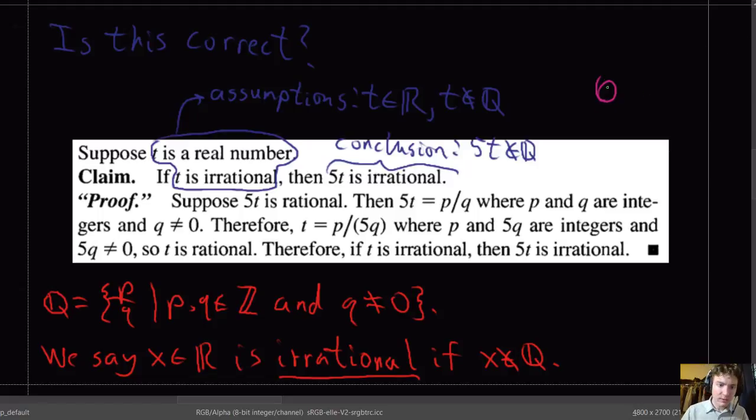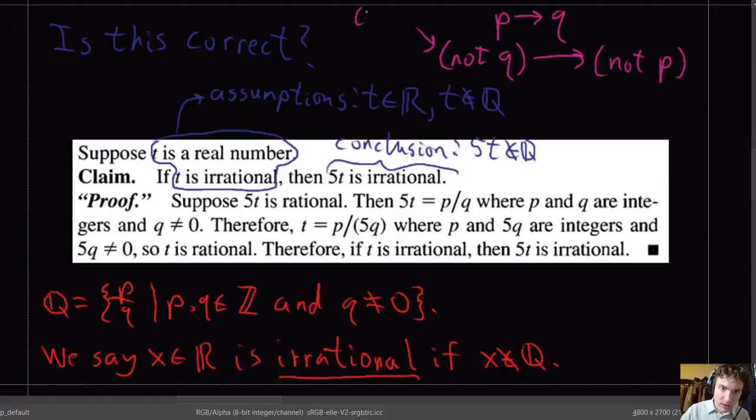Okay, so the first sentence, we have to be a little careful. The first sentence asks us to suppose 5t is rational. So usually in a proof, you start by saying suppose the assumptions and work toward the conclusion. But remember that any statement of the form assumptions imply conclusion is logically equivalent to its contrapositive, right? If we have a statement P implies Q, then the contrapositive involves putting nots in front of both and reversing the order: not Q implies not P. This is the contrapositive.